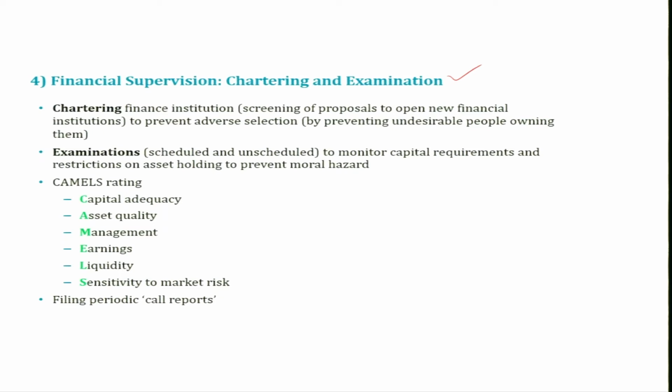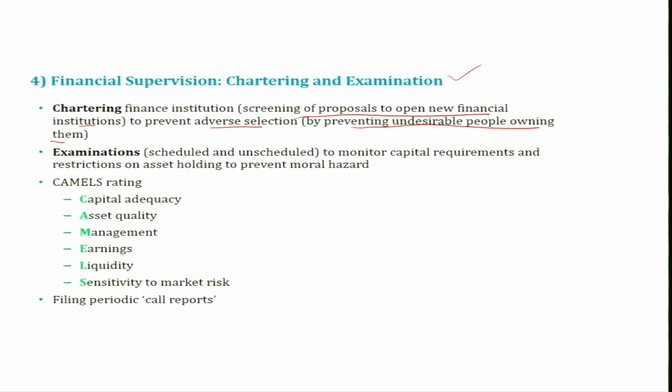In evaluating the application, the regulatory authority looks at whether the bank is likely to be sound by examining the quality of the bank's intended management, the likely earnings of the bank, and the amount of the bank's initial capital. That means screening proposals to open new financial institutions to prevent adverse selection, more importantly by preventing undesirable people from owning them. So in this case, the RBI will engage in chartering financial institutions.